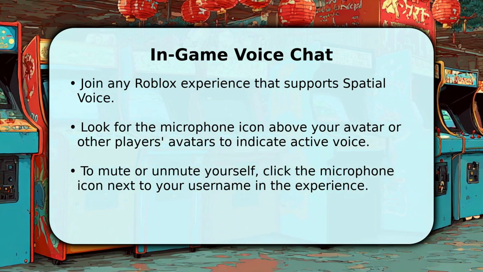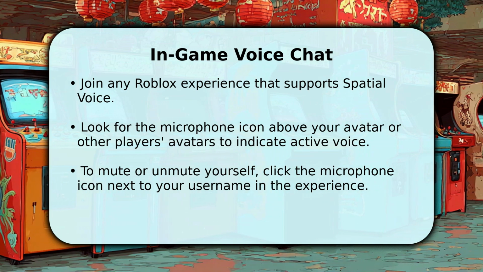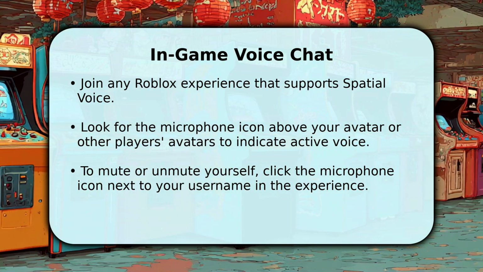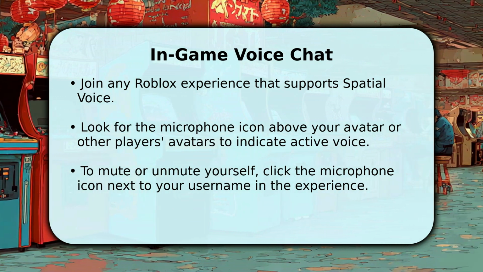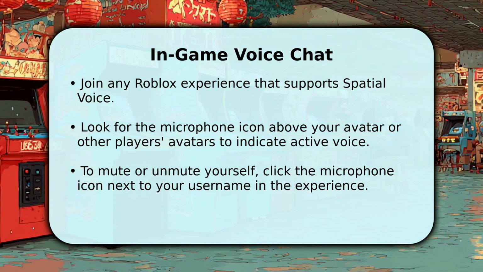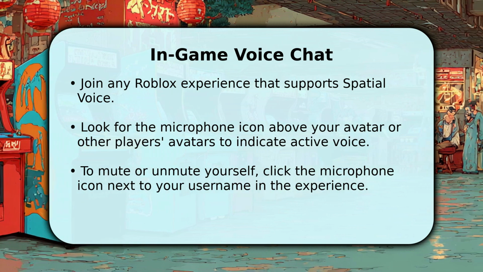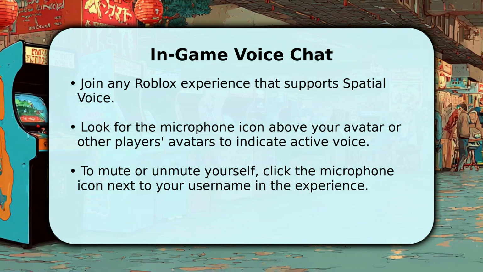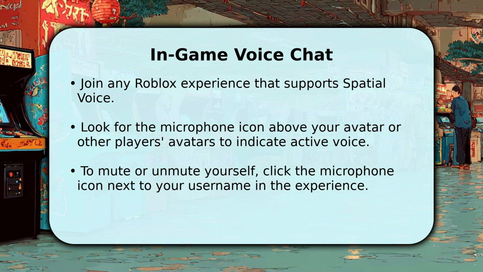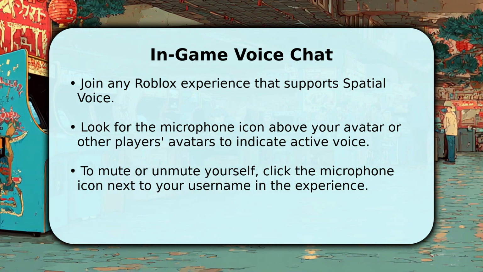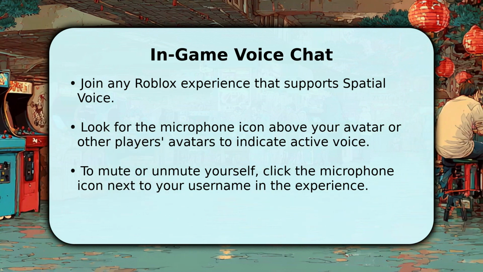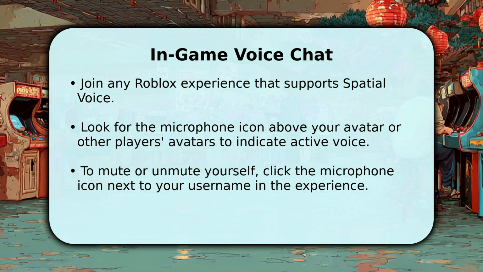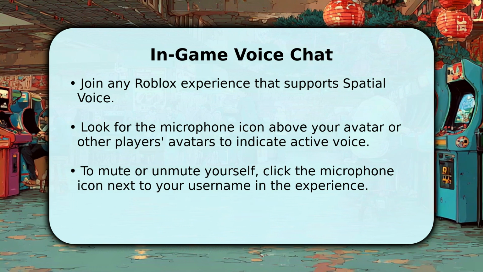Once spatial voice is enabled, you can jump into any Roblox experience that supports this feature. You'll know voice chat is active when you see a small microphone icon above your avatar and other players. This icon will change to a faded state when you're speaking, indicating your microphone is picking up sound. Clicking the microphone icon next to your name will toggle your personal mute, providing quick control over your audio input during gameplay. Enjoy seamless communication.